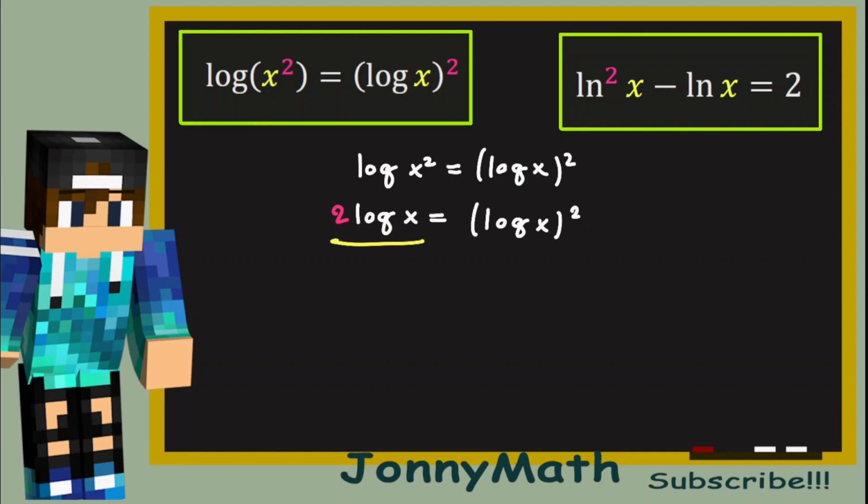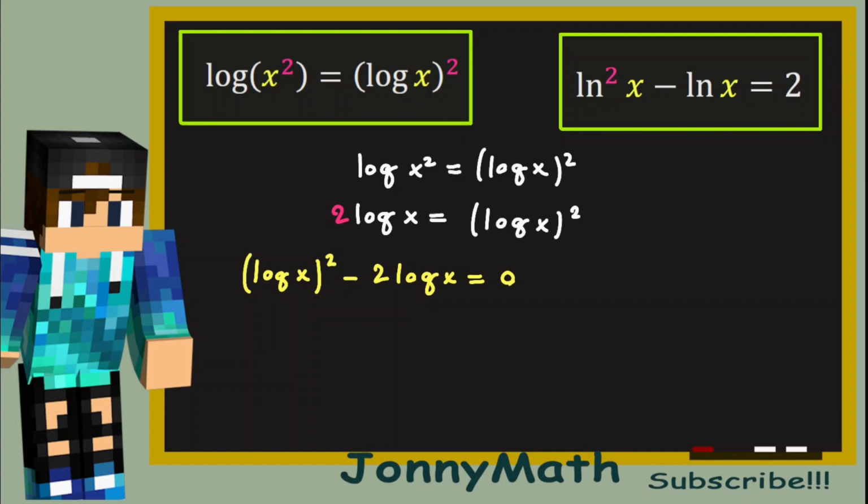Now let's move 2 times the log of x to the other side. So we have log of x all squared minus 2 times log of x equals 0. Now we could do a substitution. So for example, t equals log of x, and as you can see this is a quadratic equation, but we can do it without the substitution because it's not that difficult.